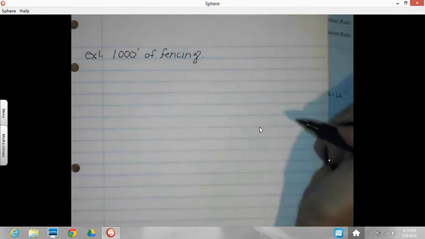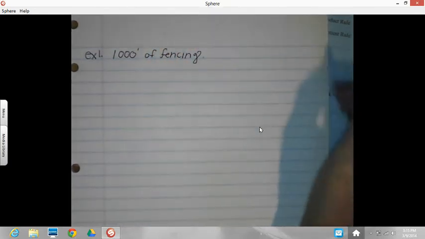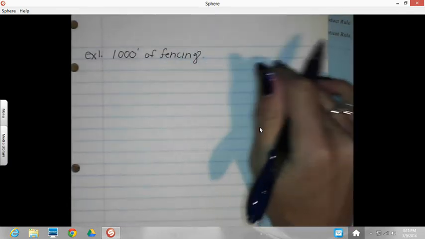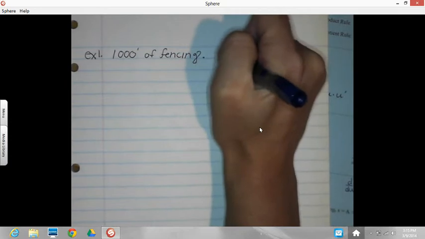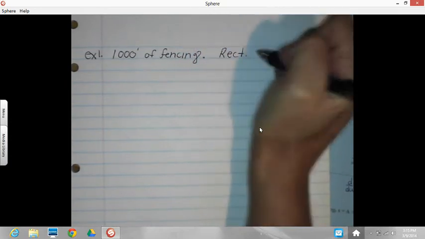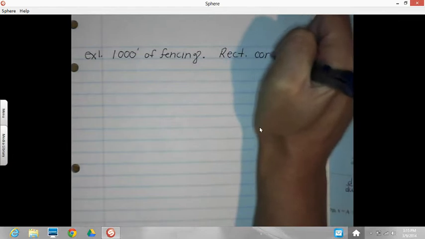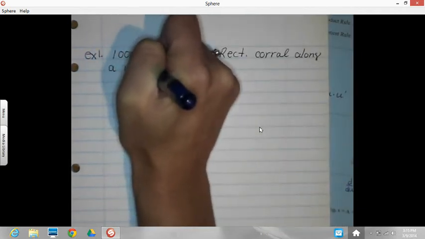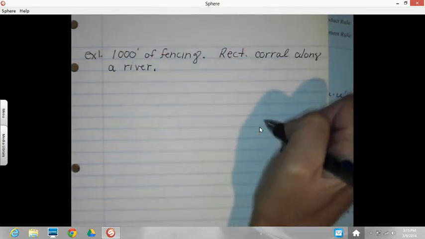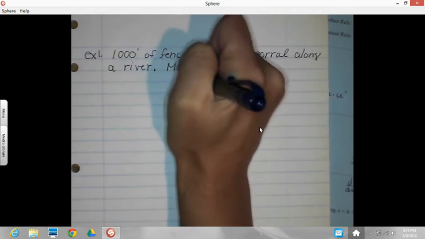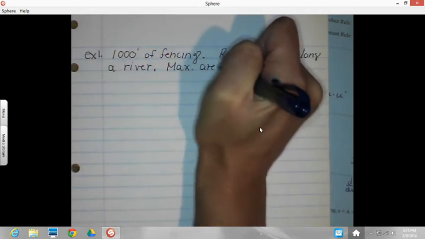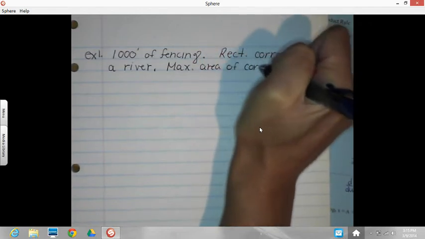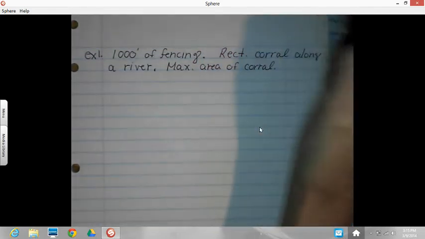And he wants to build a rectangular corral with one edge of the rectangle along a river that's not going to need any fencing. So we want a rectangular corral along a river. And the goal of this corral is to have the maximum amount of area contained. So we want to maximize the area of the corral. What dimensions should he build the corral?